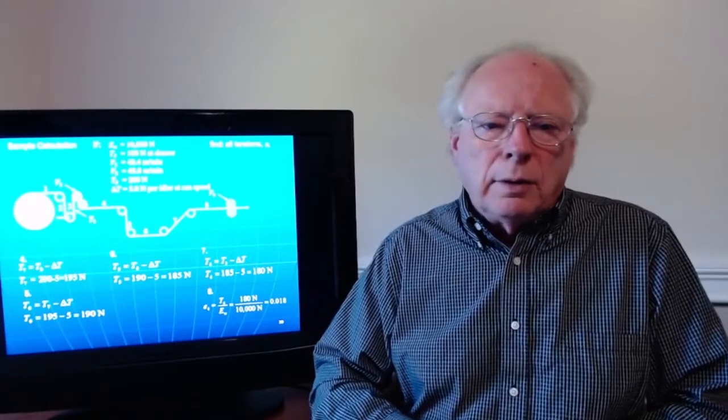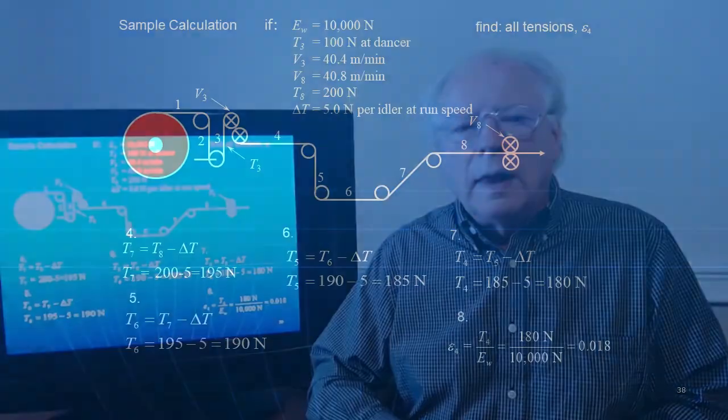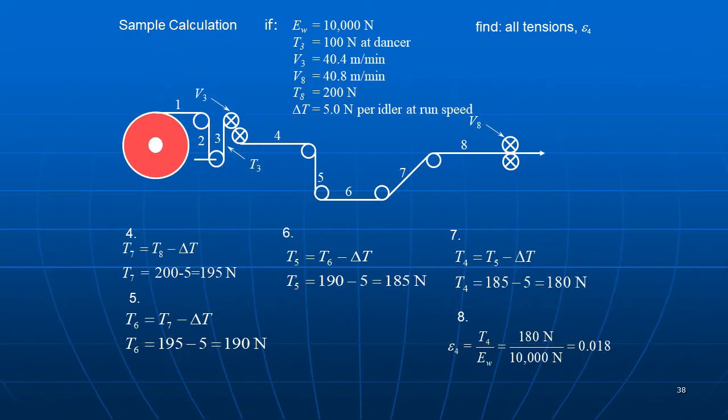Now, if we go back to our web path and we've replaced our black box with 4 idlers here, the strain and tension in 8 is still 200 newtons. That depends only on the velocity of 8 and the references. And so adding idlers here is not going to change the tension or strain in 8. And so we've got 200 newtons in 8. How do we find 7? We subtract out our 5 newton idler drag. And so it's 200 minus 5, which is 195.